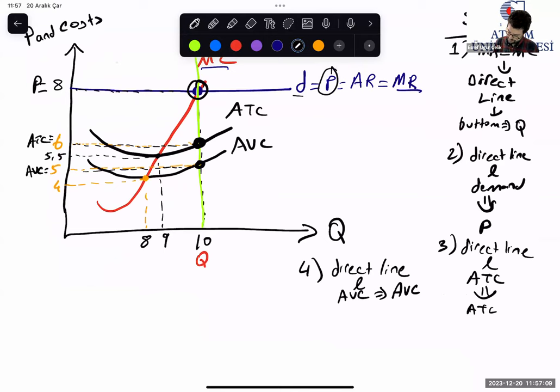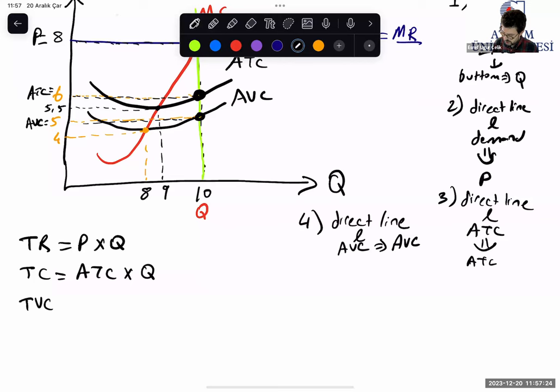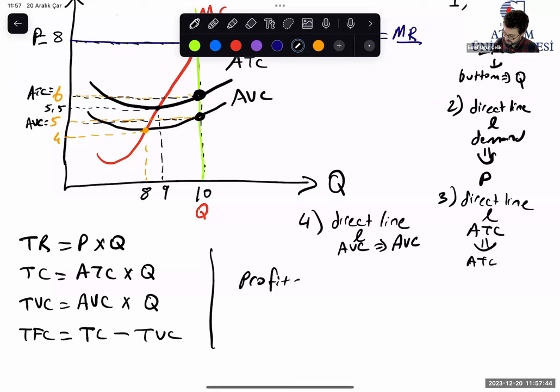Maybe I ask the total revenue, price multiplied by quantity, maybe total cost, average total cost multiplied by quantity, total variable cost, average variable cost multiplied by quantity, or total fixed cost. Maybe at that point you can use the formula, total cost minus total variable cost. Or I'm going to ask profit, P minus average total cost multiplied by quantity. It's like that.